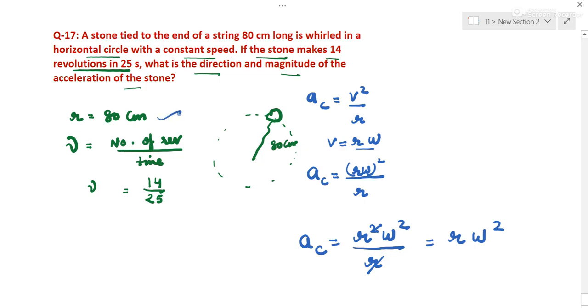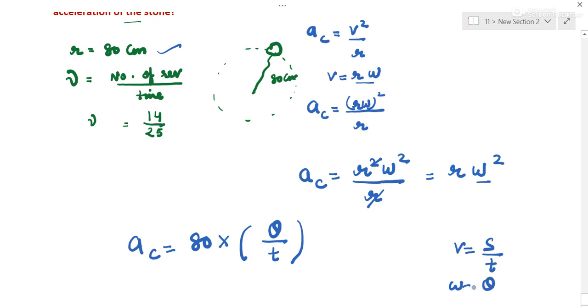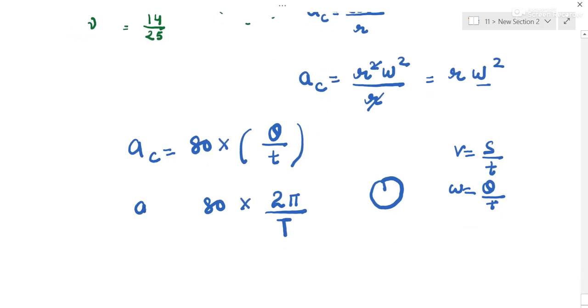So we have the radius. Radius is 80. So centripetal acceleration will be 80 times omega square. But we don't know what omega is. See, omega is angle upon time. Like linear velocity is distance upon time, similarly angular velocity is angle by time. Now, angle in one full revolution is 2 pi, 360 degree, and the time taken to complete one revolution is called time period.